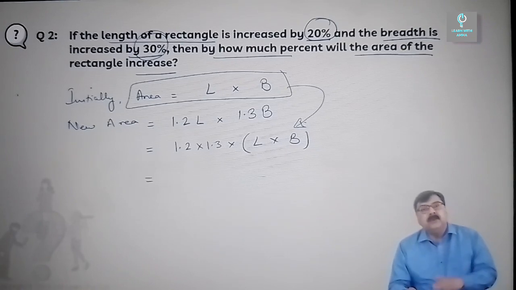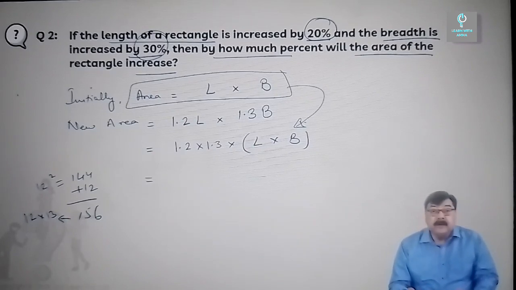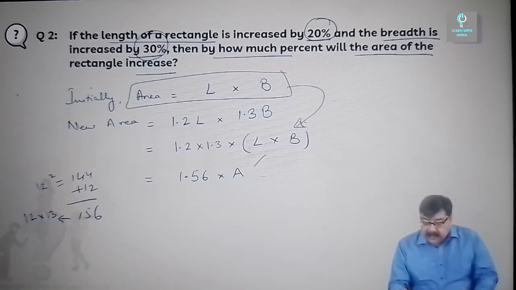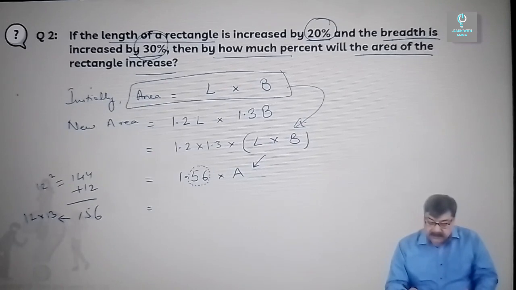And what is 1.2 into 1.3? Well, 12 square is 144 plus another 12 will give us 156, which is nothing but 12 into 13. So 1.2 into 1.3 should give us 1.56 times the original area. Now L into B is the original area. So the increase is any figure which comes after the decimal. So this means that the area increases by 56%. Now that is one way.